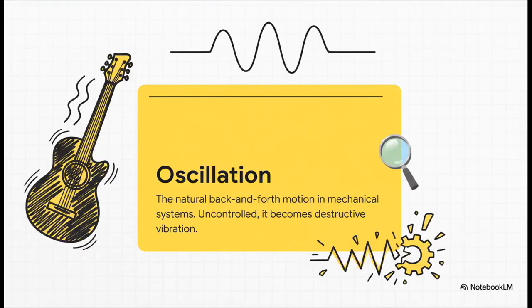Okay, so every single mechanical system has this natural tendency to oscillate. It's just a simple back and forth movement. A good way to think about it is like a guitar string. You pluck it, it oscillates, it makes a sound. But when you take that same idea and put it in a high-speed machine, if that oscillation gets out of control, it morphs into the monster we call destructive vibration.